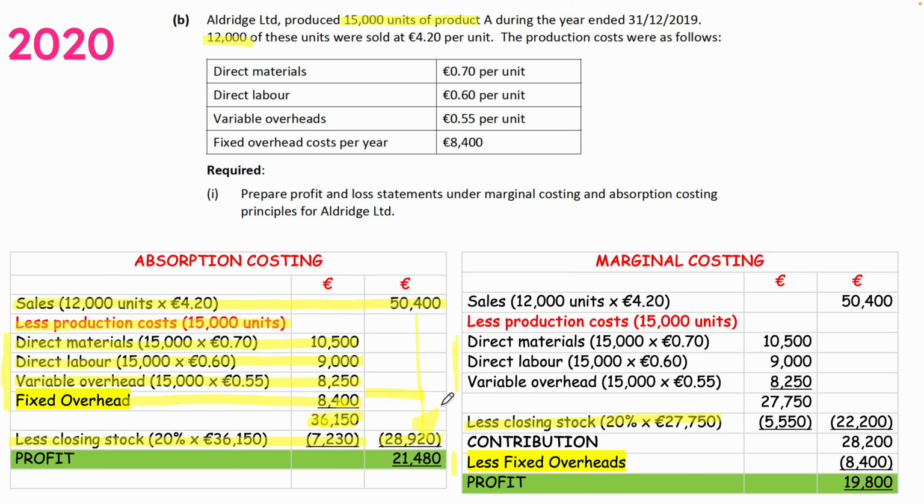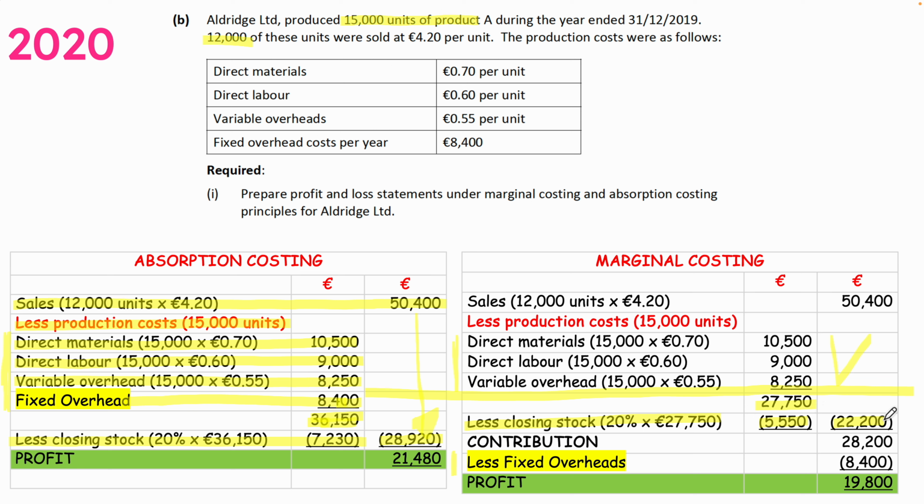Now you can see with the absorption and marginal, we are the exact same. We have the exact same information down as far as the variable overhead, except as we said, we tot up all the variable costs, and we get total variable cost there 27,750 euro. And we calculate the closing stock based on that variable cost. So 5,550 is the closing stock based on total variable cost there, 27,750.